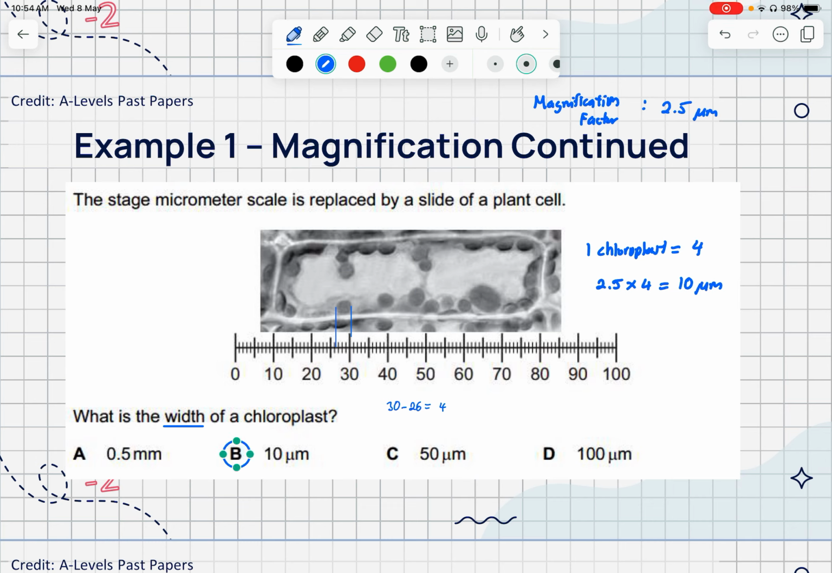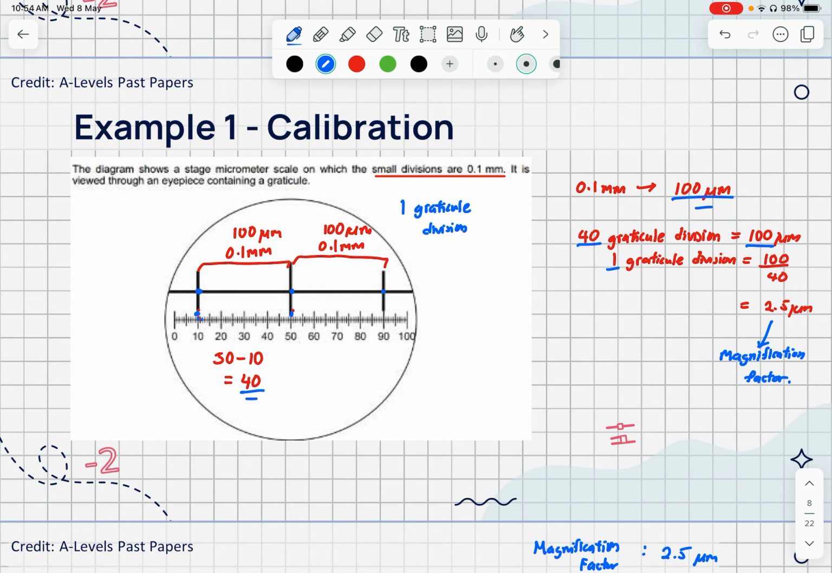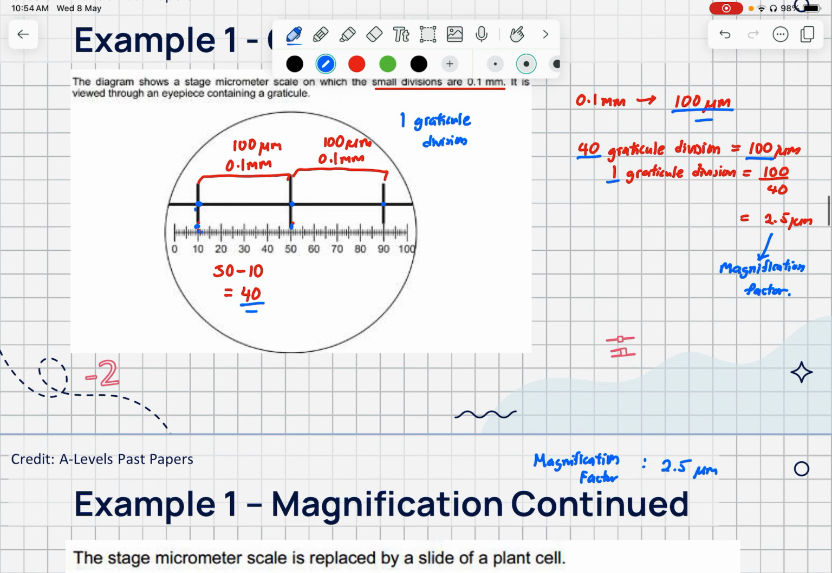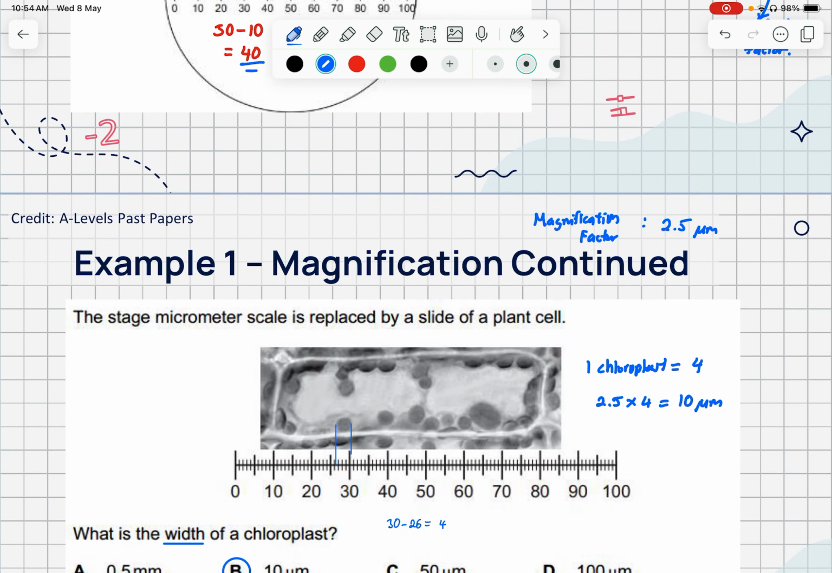So it's not difficult. It's just that you must understand how to calibrate this first. When they say the small divisions are 0.1 millimeters, meaning from this point to this point is 0.1 millimeters, you want to find what is one graticule division.